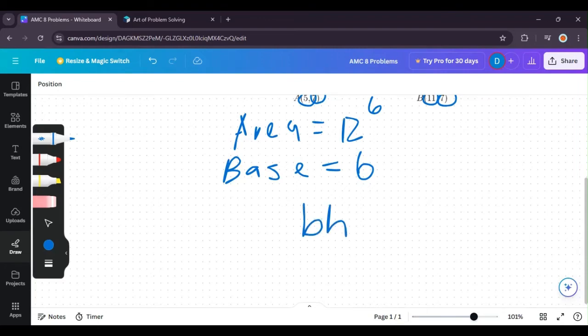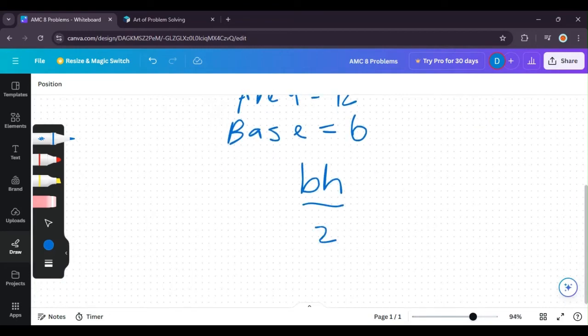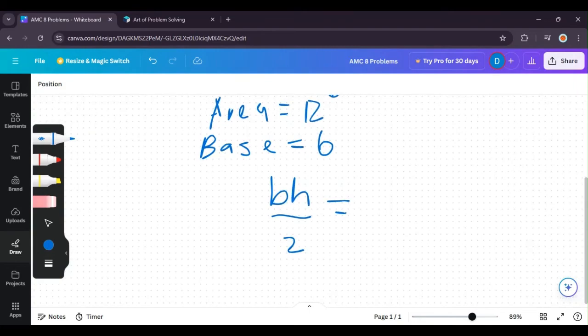So this is a basic formula. I do not want you to memorize formulas. Formulas are bad, and you just need to memorize the concept to actually understand the problem and solve any variation of the problem. So base times height divided by 2 is equal to the area of a triangle.